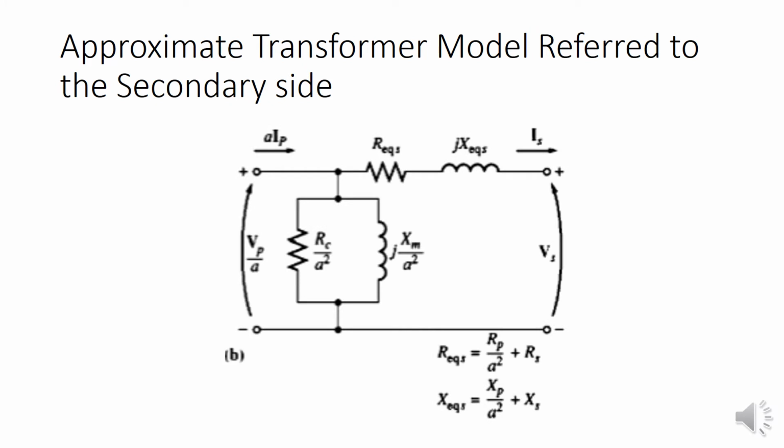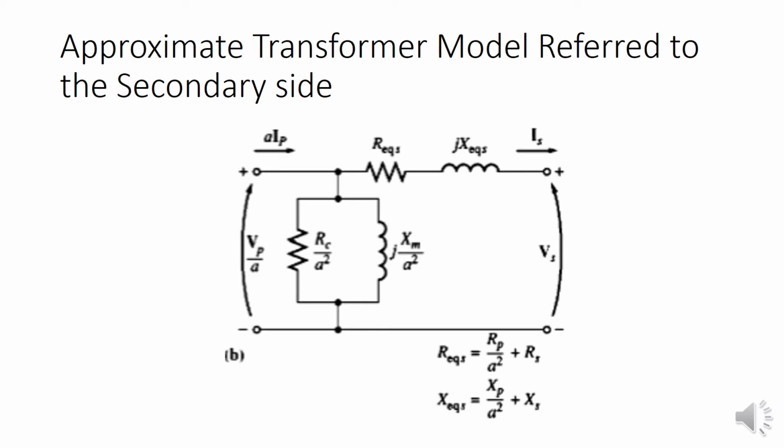Then this is the approximate transformer model referred to the secondary side. In here, what we are doing is we will convert our primary side to the secondary side. So when we are doing that, in here Req is changed as Rp over A squared plus Rs. Then Xeq has changed as Xp divided by A squared plus Xs. So A is the turns ratio again.